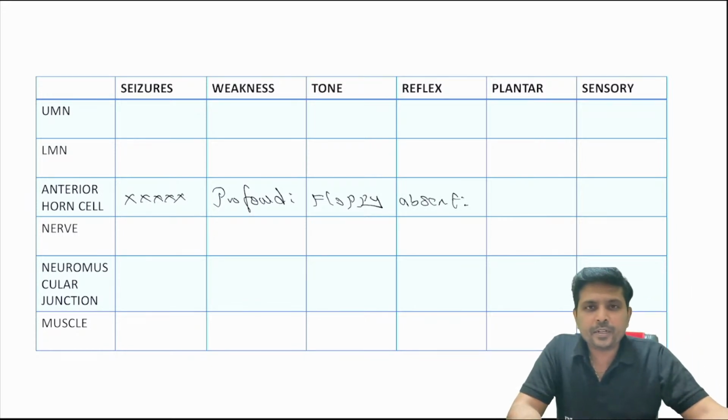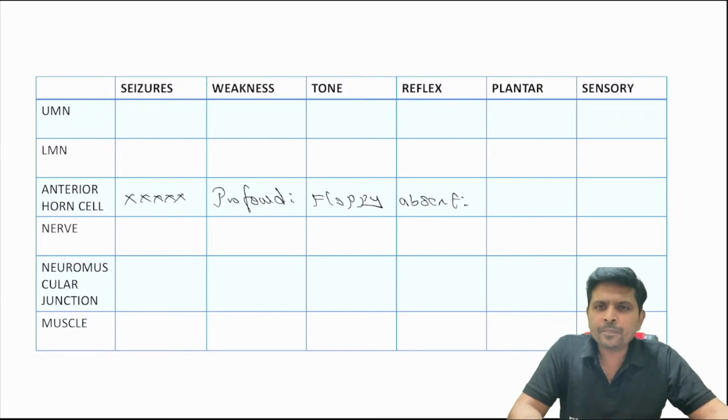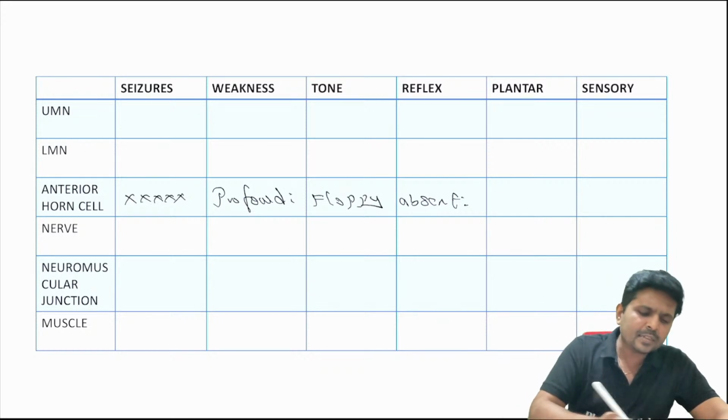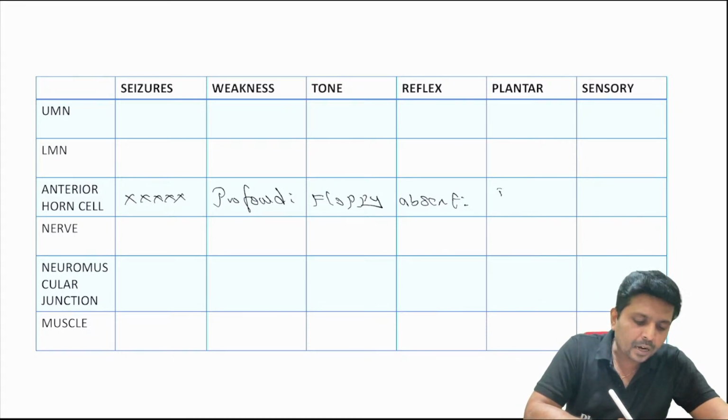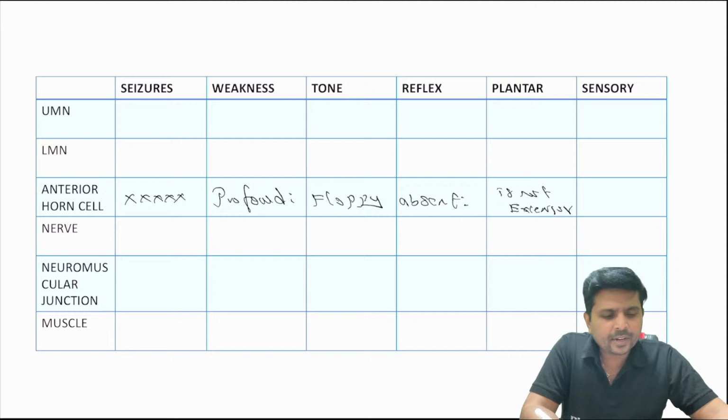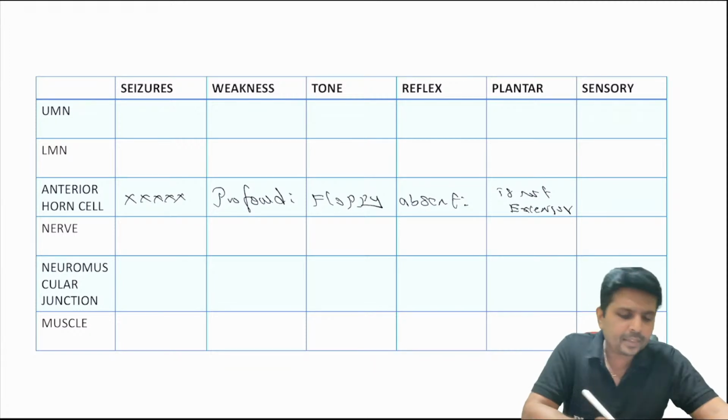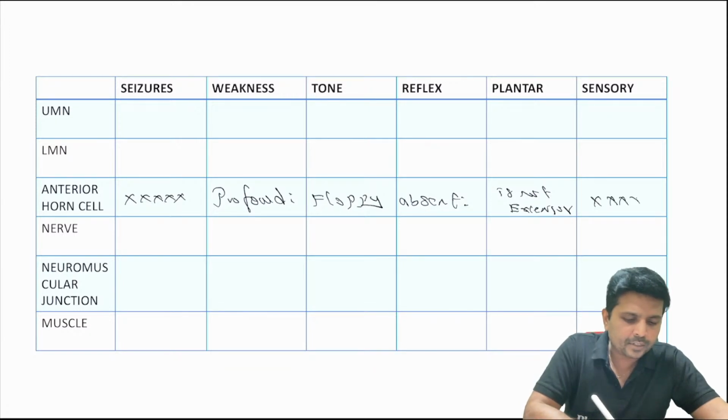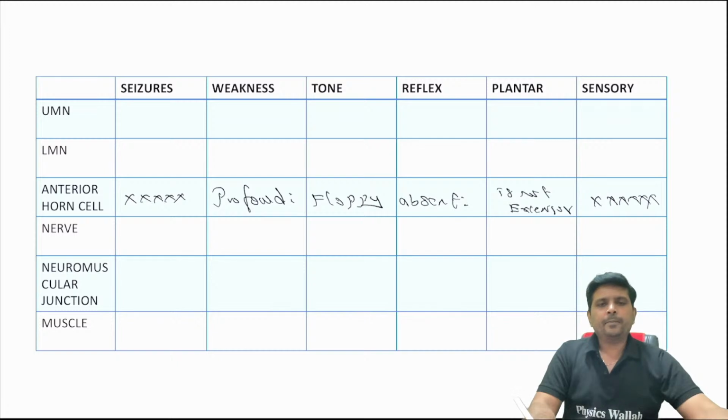Reflexes are absent. What about plantar? Extensor plantar is a manifestation of upper motor neuron involvement. This is a part of lower motor neuron, so plantar is not extensor. And finally, will there be any sensory involvement? No sensory involvement, because this is anterior horn cell.